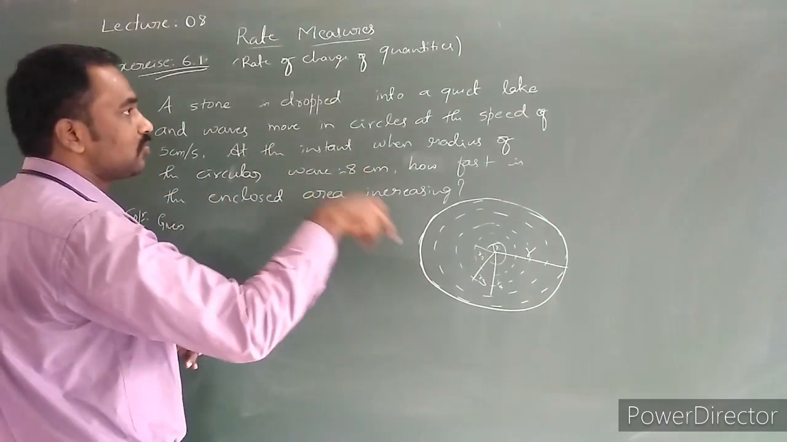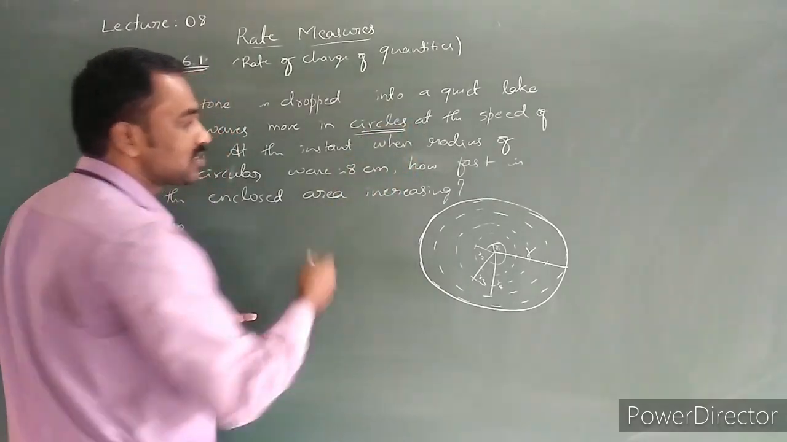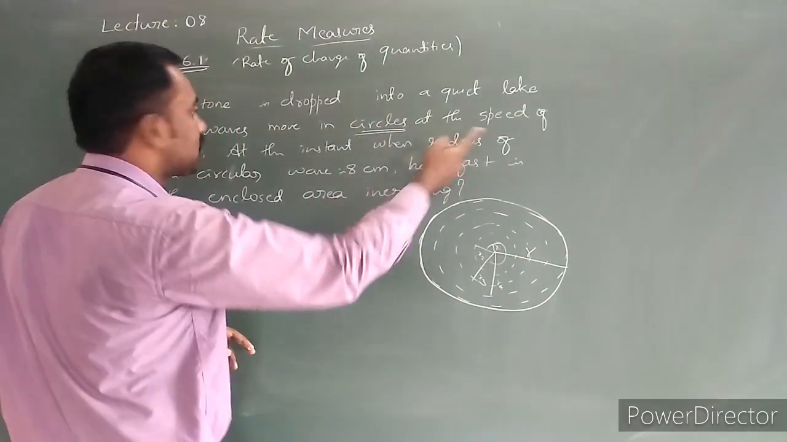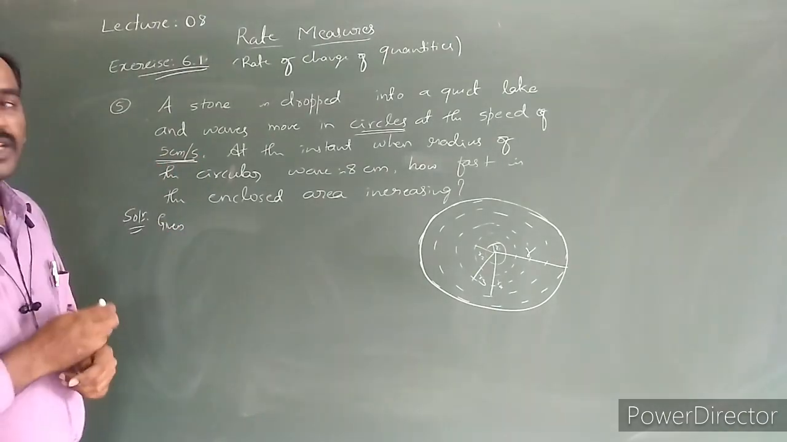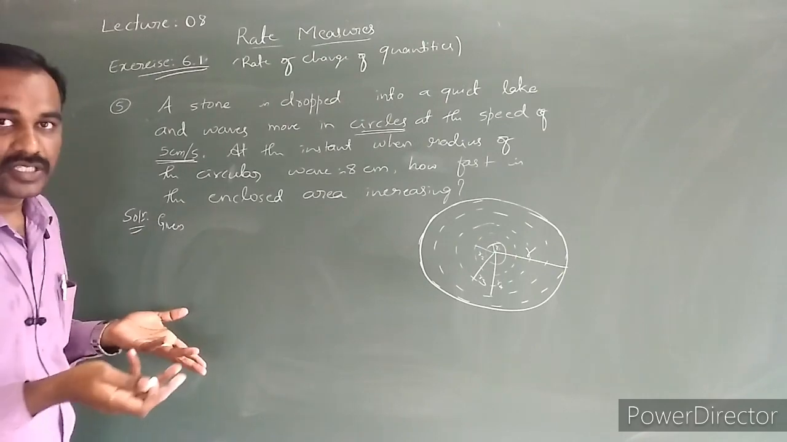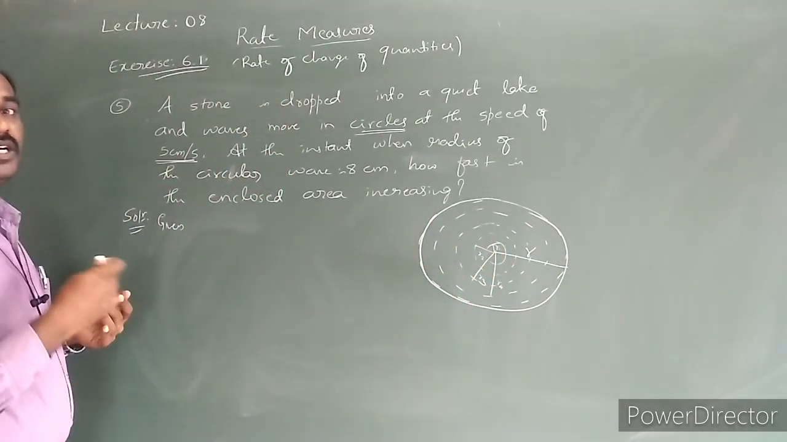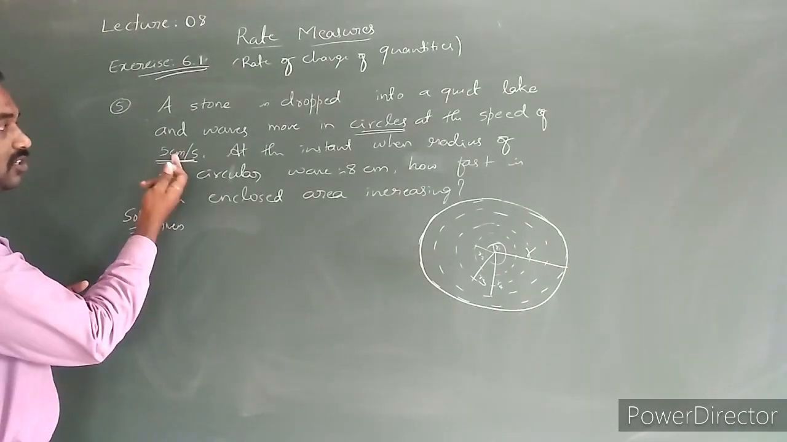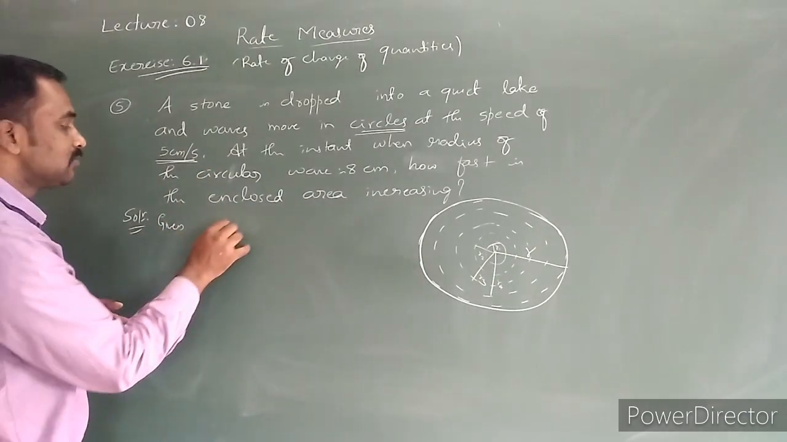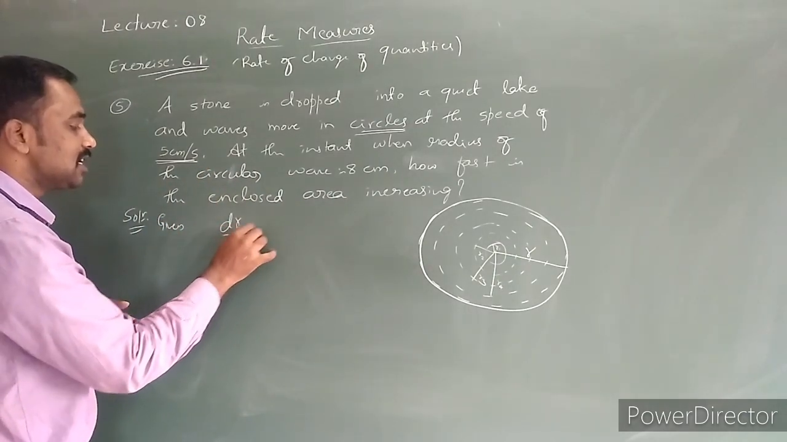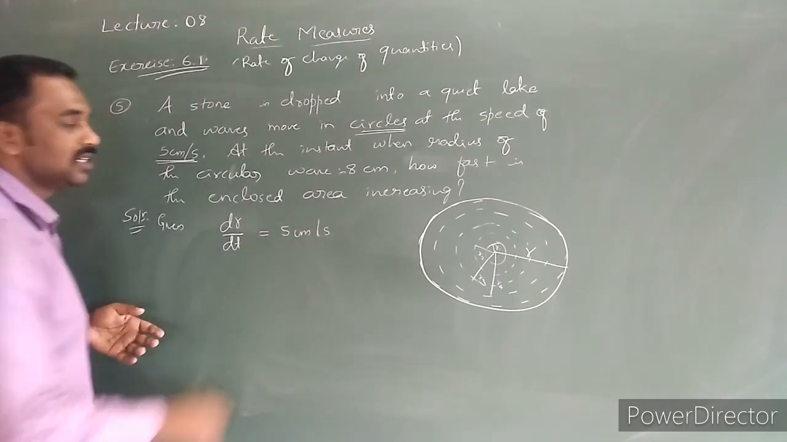A stone is dropped into a quiet lake and waves move in circles, at the speed of 5 centimeter per second. Then what is this value? 5 centimeter per second is nothing but the rate of change of the radius. Rate of change of the radius with respect to what? With respect to time. They have given dr by dt is equal to how much? They have given 5 centimeter per second.